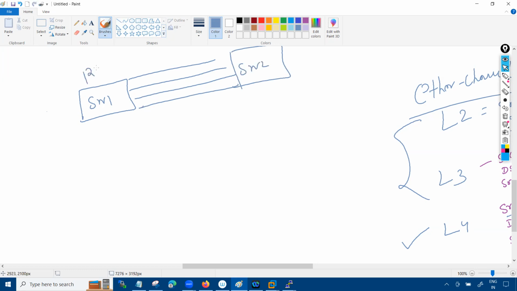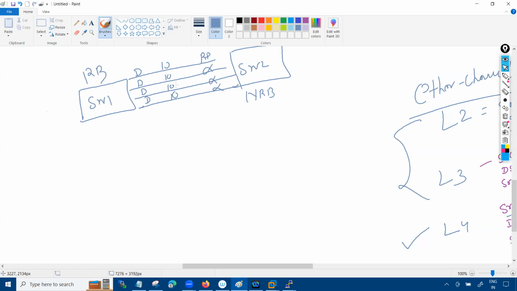So this switch will be the root bridge and this one will be the non-root bridge. This will be the DP, this will be the DP, this will be the DP, this will be the DP, each 10 meg. So only this link will be the root port, and all the rest will go into blocking. That's a waste of bandwidth, so we can do the aggregation.